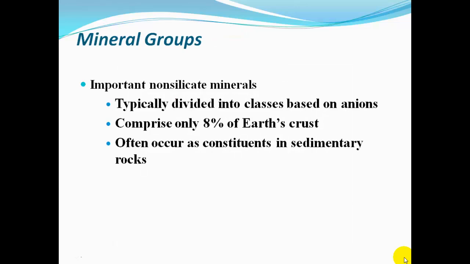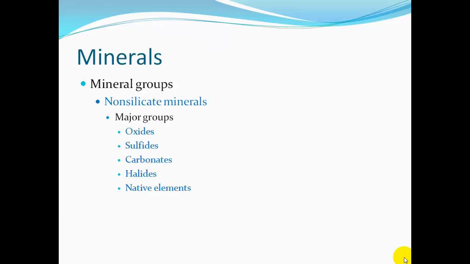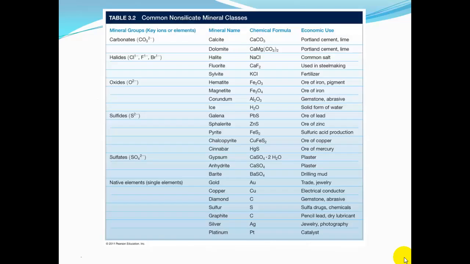Important non-silicate minerals. So if you're not silicate, you're a non-silicate. Typically divided into classes based on anions. They comprise only 8% of Earth's crust, often occur as constituents in sedimentary rocks. So these non-silicate major groups are oxides, sulfides, carbonates, halides, and native elements. Here's a chart that goes through and talks about these major groups of non-silicates and names some major minerals.